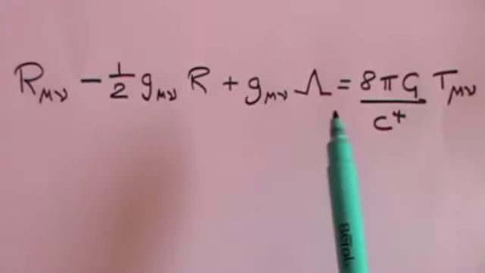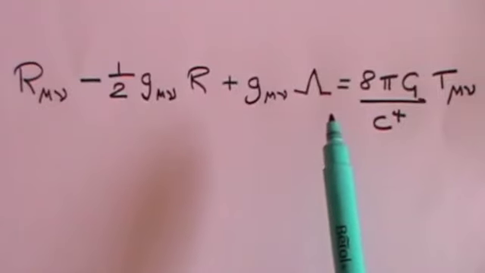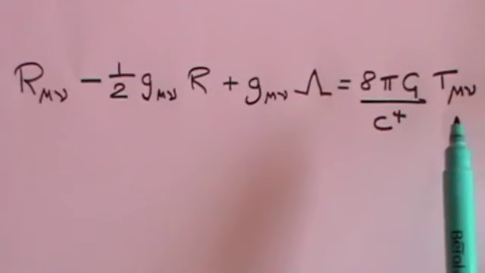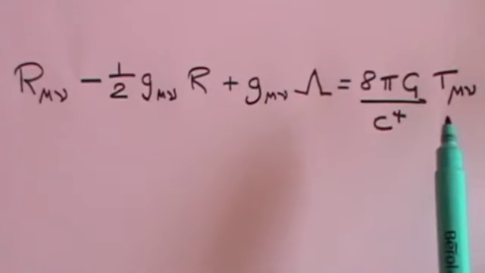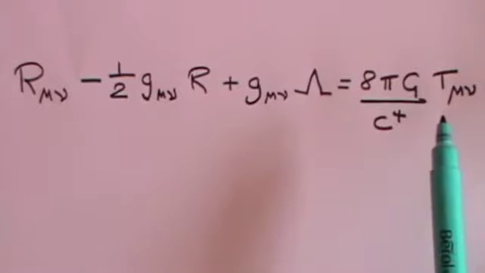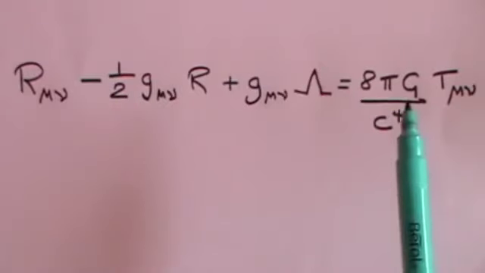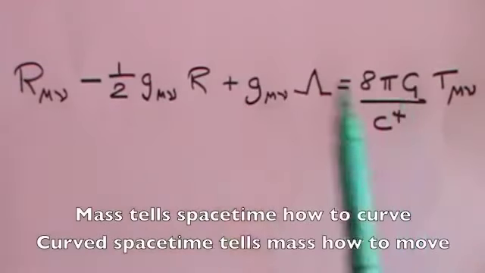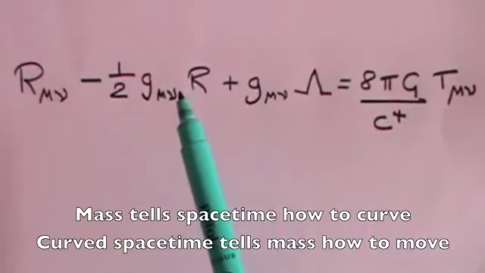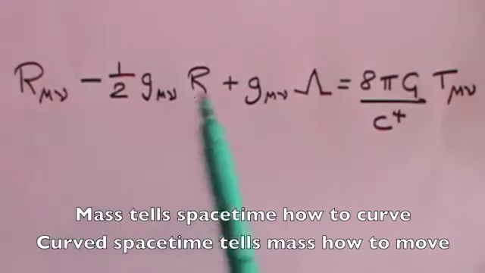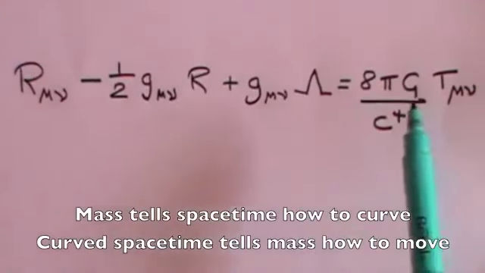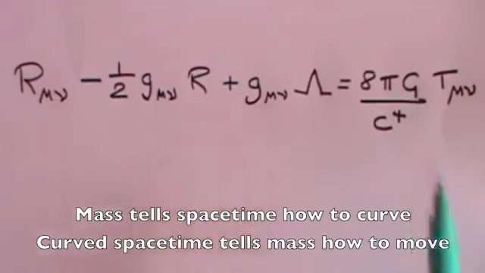Now the whole point about this equation is that it balances 2 things. Everything on the left hand side refers to curvature of space-time. Everything on the right hand side is to do with mass and energy. And as some people have helpfully said, what the Einstein field equations basically say is that mass tells space-time how to curve, and curved space-time tells mass how to move.